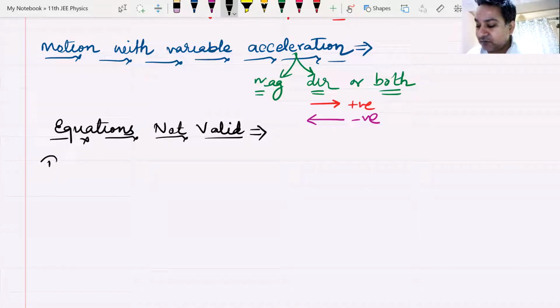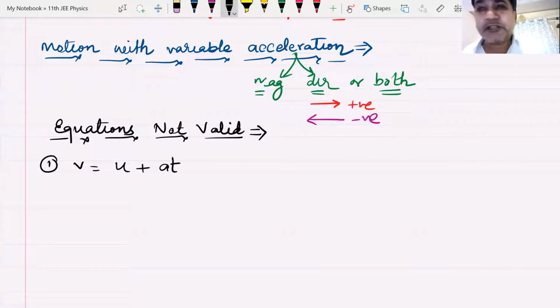What is the first equation which becomes invalid, useless, no use? We have been using these equations up till now, but now they are not useful anymore. The first equation: V is equal to U plus AT. This equation is no more valid, because this was valid only when acceleration was constant.